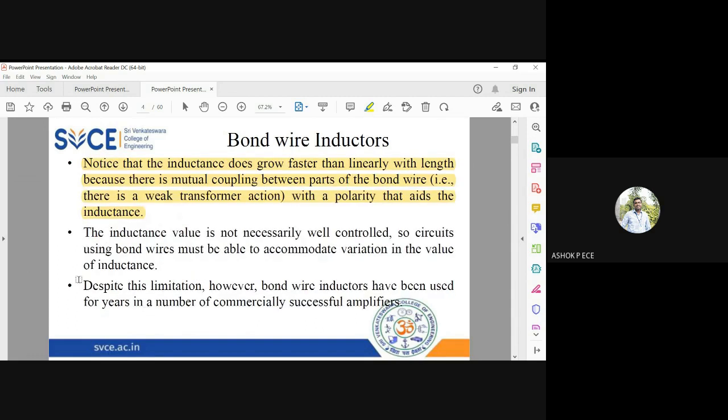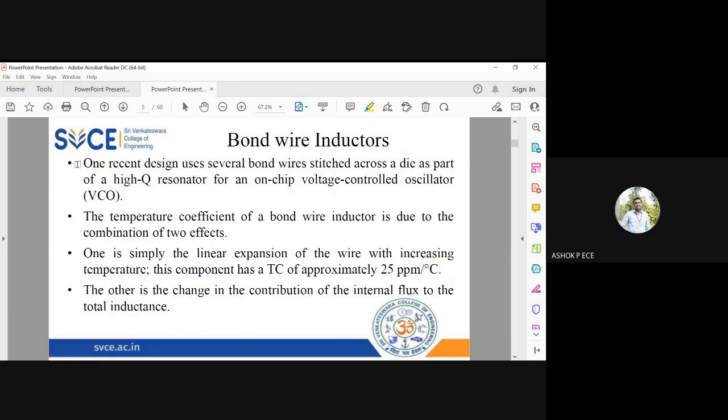However, bond wire inductors have been used for many years in many successful amplifiers. There might be some variation in inductance value, but that variation is not going to be large enough. That makes it a suitable candidate for amplifiers where you need to amplify a particular frequency. One recent design uses bond wires stitched across a die as part of a VCO.